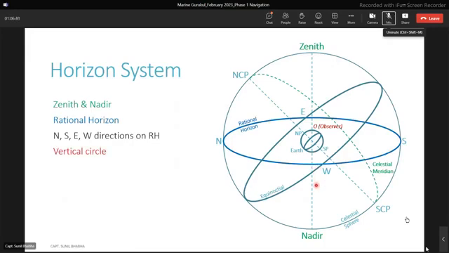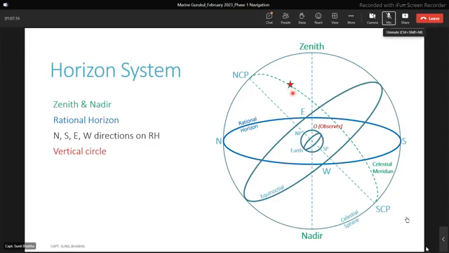Now let's go to another very important reference on the horizon system, which is called a vertical circle. So what is this vertical circle? To understand this vertical circle, let us assume a celestial body. Let us assume there is a star which is visible to the observer in the sky. So let's mark this star in our diagram. You can see a particular star here in the diagram, which represents a celestial object.